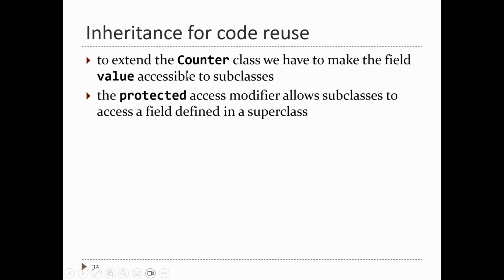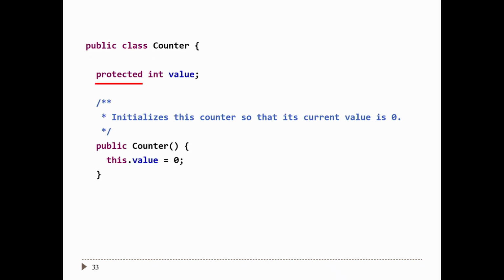Right? So I really need to make that field value accessible to subclasses. Right? And that's what the protected access modifier is for. Right? You use the protected access modifier when you are creating a class where you are intending people to extend it. Right? So in Counter, if I want people to extend the Counter class, I should make the value field protected. Right. So change number 1, change value from private to protected.